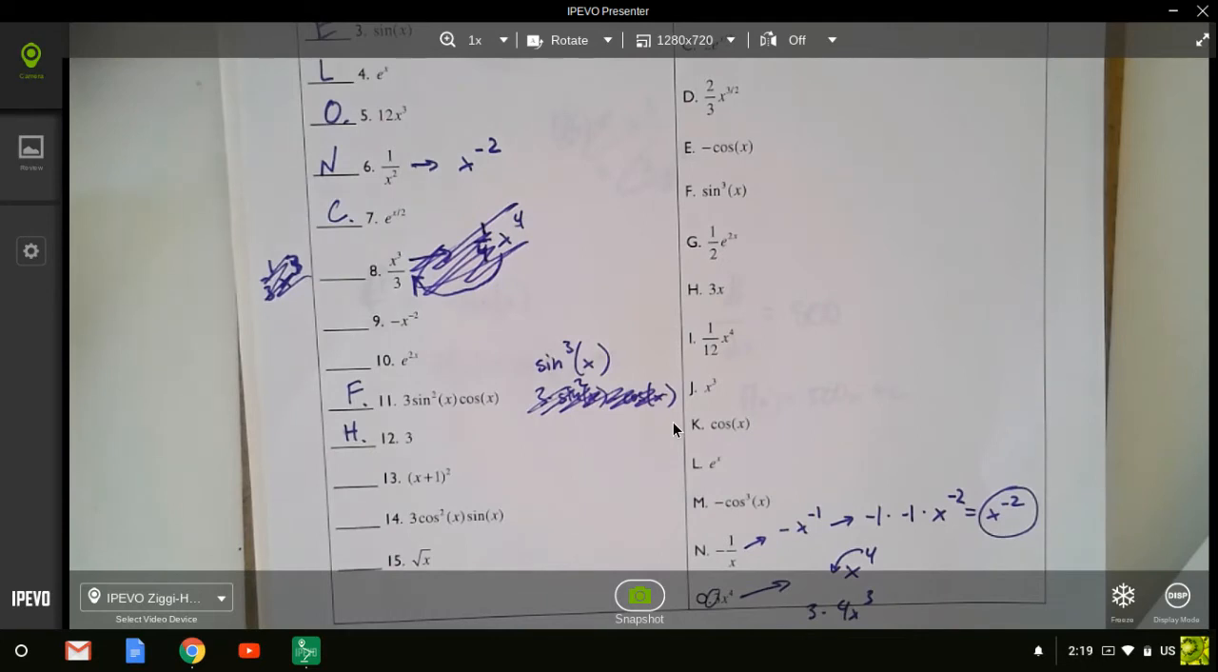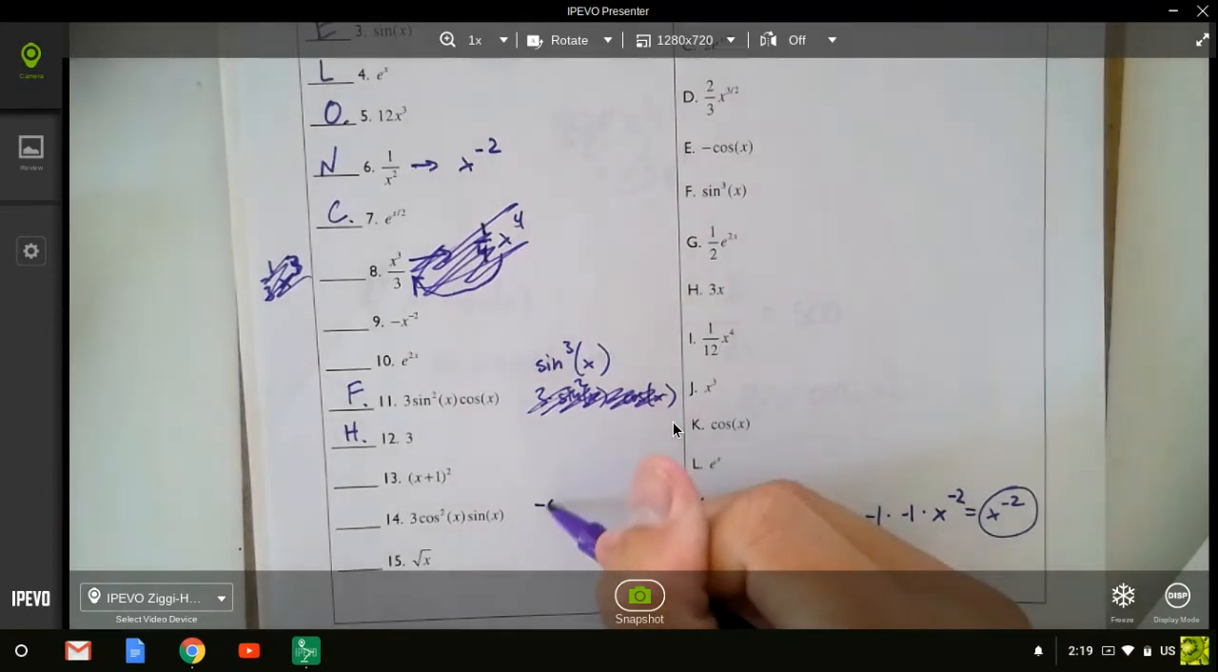So I'll give you guys a few more minutes to work on this. This is just kind of getting in your brain about taking antiderivatives and kind of working together. Let me write the actual chain rule for you. So knowing how we did number 11, what would be the answer for 14?